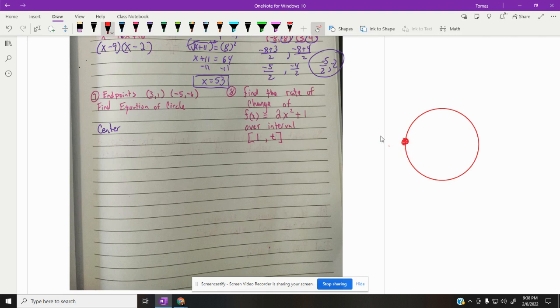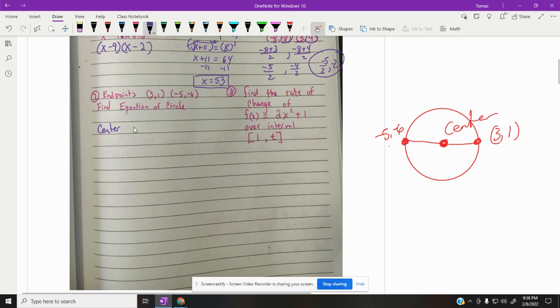So we have -5, -6. Now, this is not drawn to scale, right? So -3 and 1. So these are the endpoints. Now, the halfway marker would be our center. Okay, so we want to find the midpoint. The midpoint will give us the center.